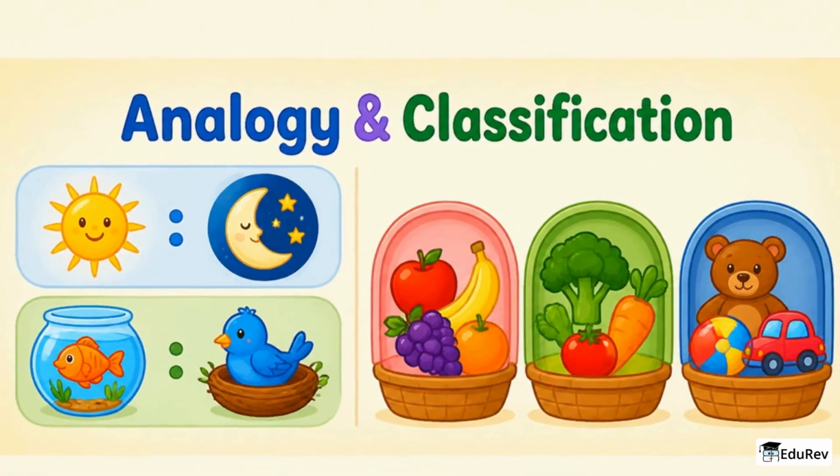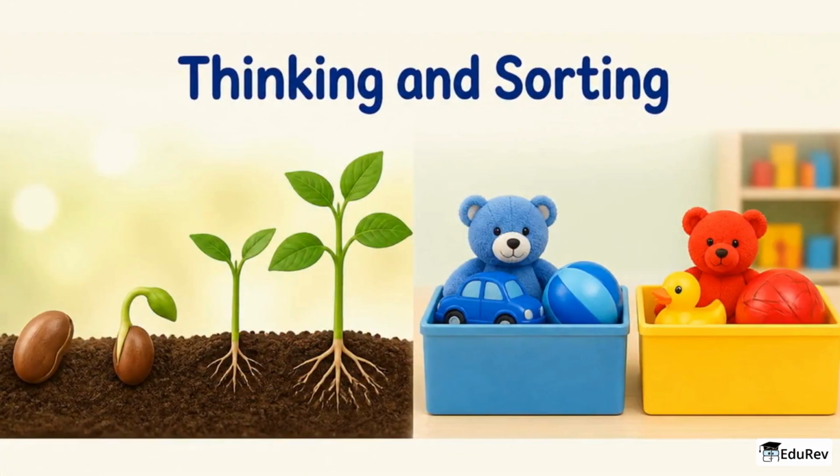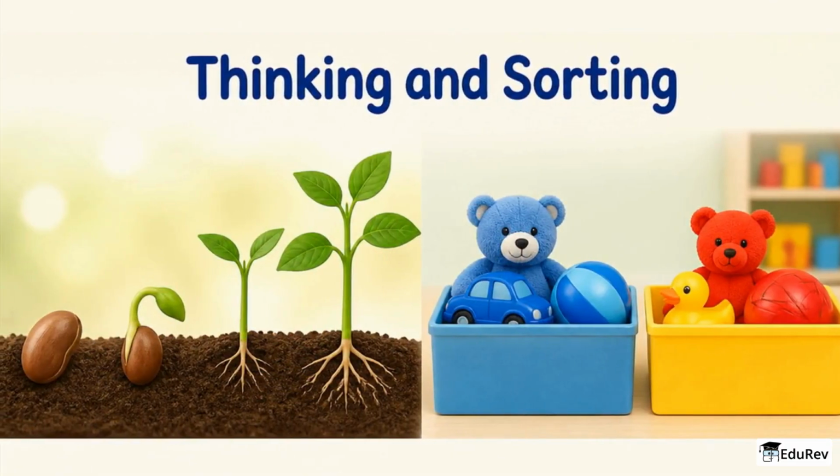Today we will learn about analogy and classification in this video, and we will see easy examples and fun ways to sort and compare things. Have you ever looked at a seed and wondered how it becomes a plant? Or why toys can be grouped into boxes by color or type?